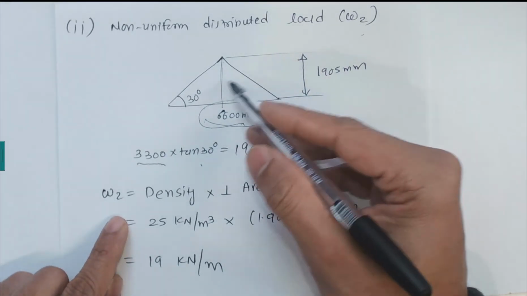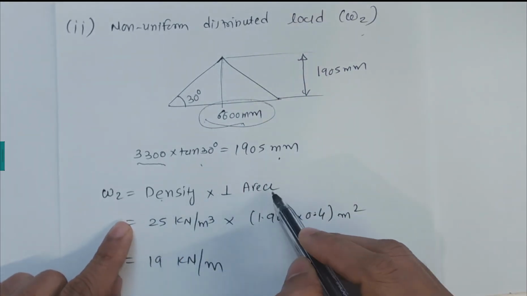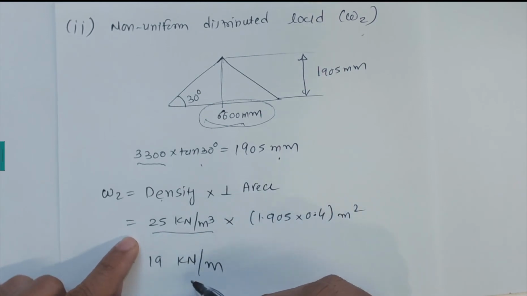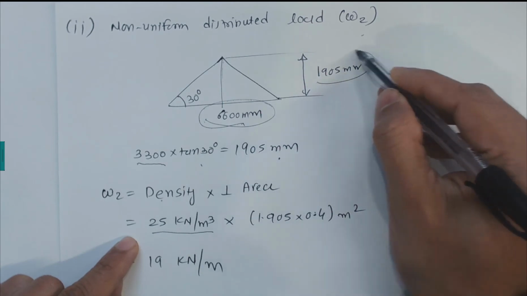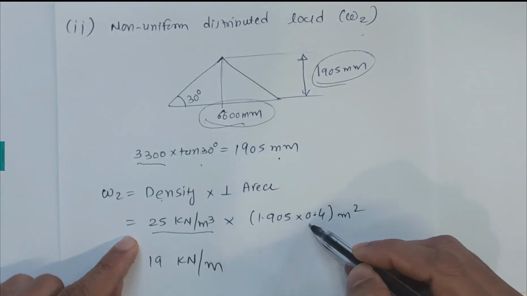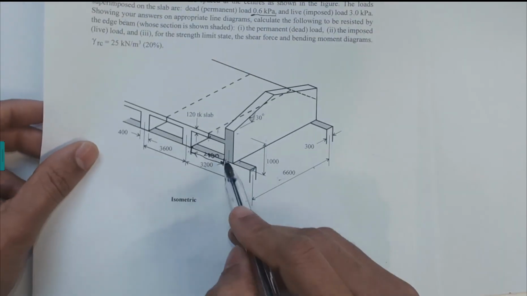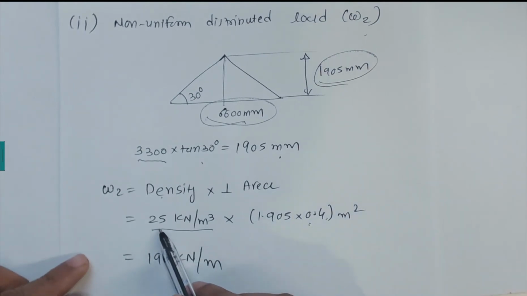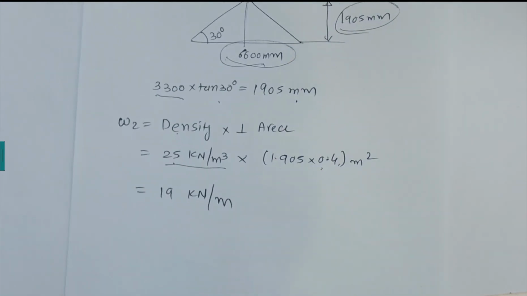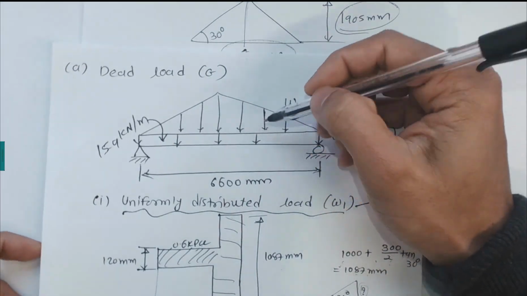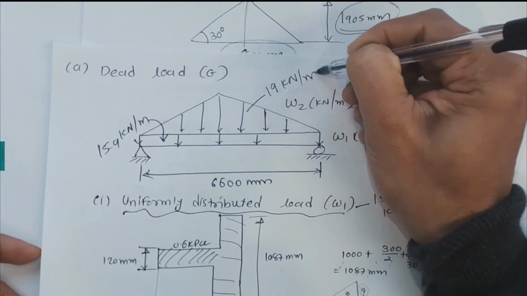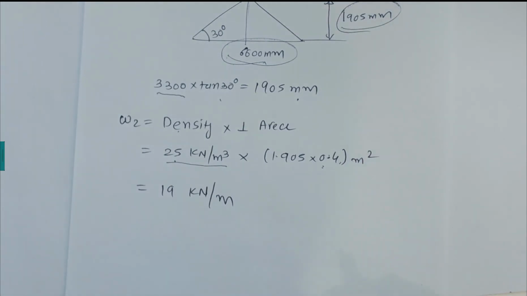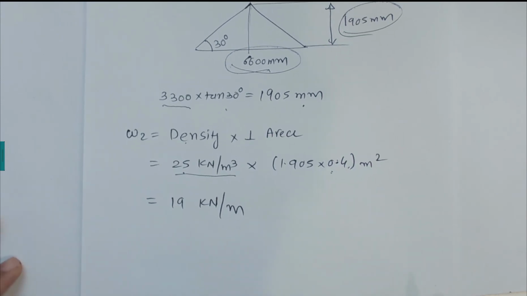Now once you have this geometry, we can have density times perpendicular area. Density is 25 kilonewton per meter cubed, and the perpendicular area is 1.905 times 0.4. 0.4 is coming from the thickness of this portion, which is 0.4 meters. The multiplication 25 times 1.905 times 0.4 gives 19 kilonewton per meter. So this is the peak magnitude of the triangular load, 19 kilonewton per meter. This is the answer for the first question, finding the uniformly distributed load and non-uniformly distributed load in kilonewton per meter. Thank you very much.